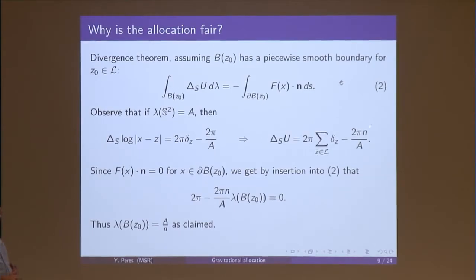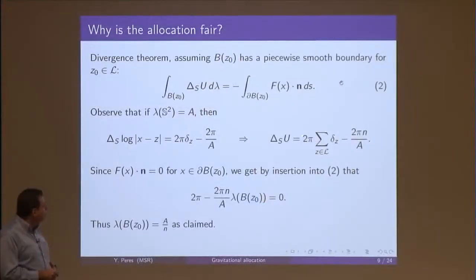And if you integrate the Laplacian here and write down that that's 0, what do you get? Well, in a basin, there's just a single star that's in the basin by definition. So this part just gives you 2 pi. And this part gives you 2 pi n over A times the area of the basin we're integrating in. This is just a constant. So we get this identity, which we can solve: the area of the basin is just A over n.